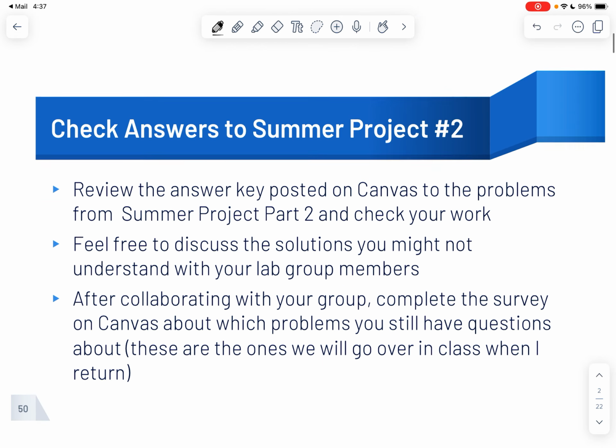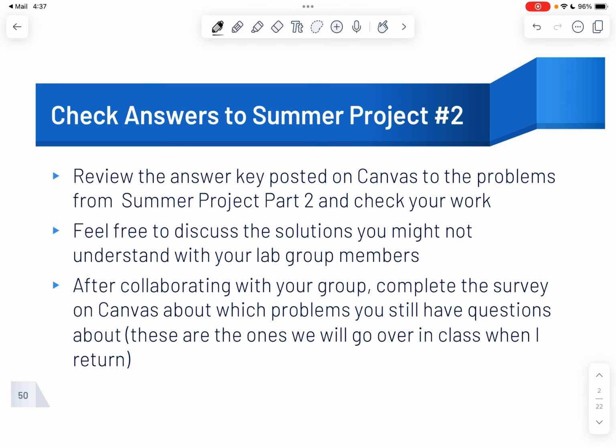So just real briefly about checking answers to the summer project. Again, they're posted on Canvas. Basically, what we want to do is go through those problems. First, check them individually, see how your work matches up to the answer key. Then if there's any one where you're looking through the solution, unsure where your steps might have differed from the steps I wrote out, that would be a great opportunity to talk with your lab group and see if you can help each other come to a better understanding off of that solution key.